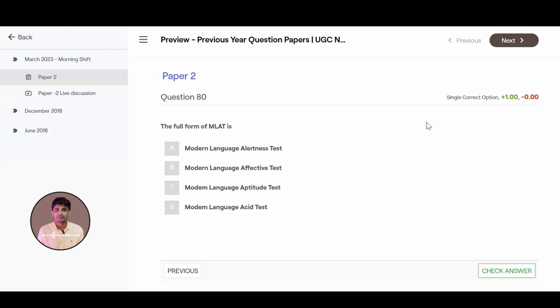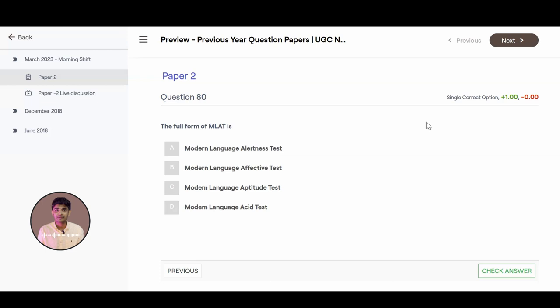Acid test. What is acid test? No idea, no clue. So you eliminate acid right now. Acid is nowhere possible. Eliminate acid. Effective test, alertness test, aptitude test. The alertness and effective don't make much sense. What do you alert in a test? Like what alertness is being tested in a test? So it doesn't make sense.